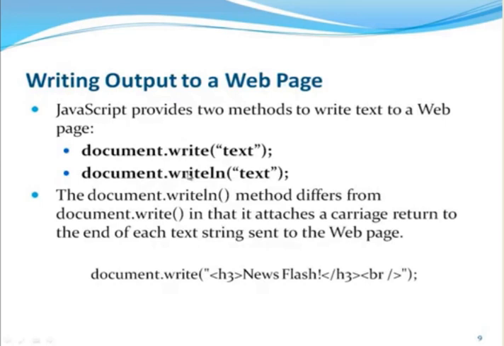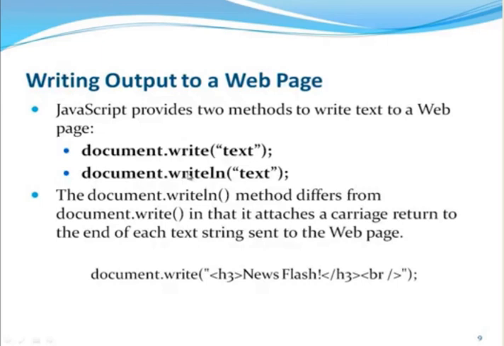Writing output to a web page. How to write output to a web page? JavaScript provides two methods to write text to a web page. First one is document.write. Second one is document.writeln. These are the two methods JavaScript provides to write text to a web page.